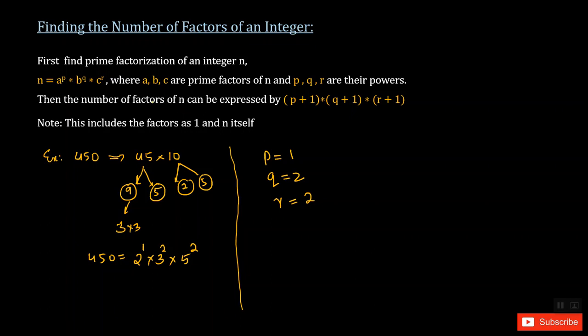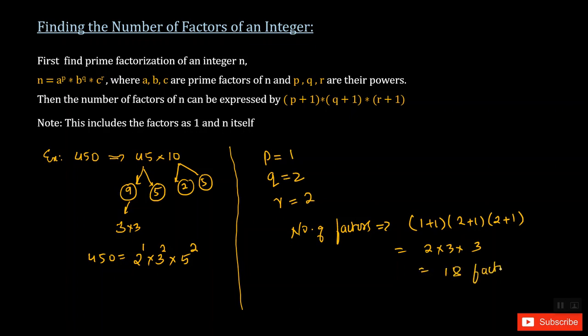If you are getting some other numbers, let's take c d to the power s, then you will be doing s plus 1 here. You are multiplying all of them with the s plus 1 and so on. In general, this is what I'm representing. So the number of factors here I can say is 1 plus 1 times 2 plus 1 times 2 plus 1. So it's 2 times 3 times 3. So there are 18 factors in total, including 1 and 450 itself.